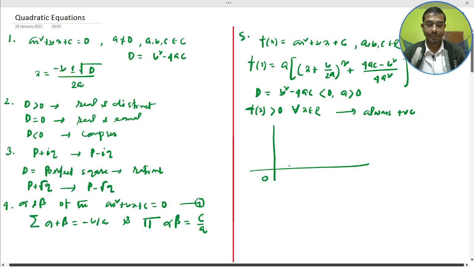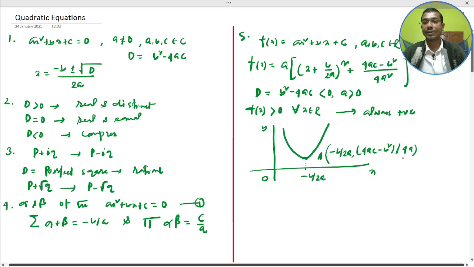So the graph would become like that. Suppose this is 0, this is the graph, and this point is minus b by 2a, and this is the x and the y axis. So here this point is A, whose coordinate is minus b by 2a comma (4ac minus b square) divided by 4a. This is the coordinate of this point.